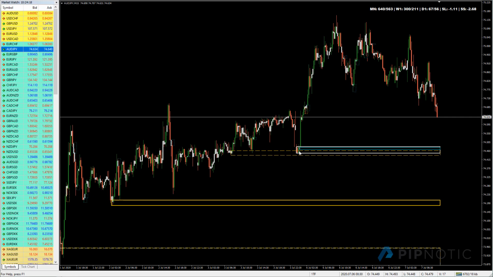And I don't change them based on the pair, but you'll notice that some of them will respect these areas better than others. And the Australian dollar Japanese yen is one that really respects these. And you'll also notice that on some time frames there's a lot of respect for these areas. On other time frames there's less respect.